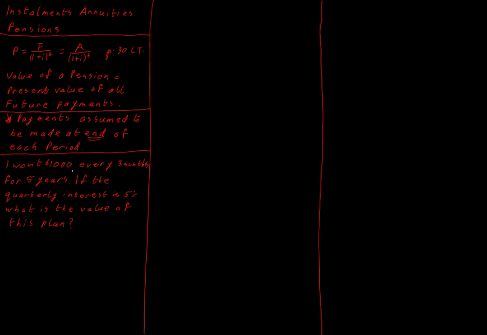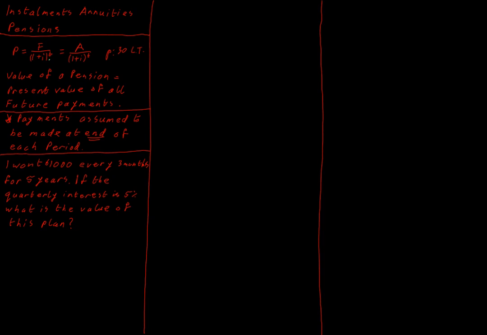Now, I want €1,000 every 3 months for 5 years. If the quarterly interest rate is 5%, what is the value of this plan? So I recognize that I'm looking for the present value of future payments, so I'm going to be dealing with my formula here. And just a point, you will often see capital A instead of capital F for the future payments. This is to try and avoid confusion with F in different contexts. So capital A can often be seen instead of capital F, and that will particularly come up in the mortgage questions we'll do later.